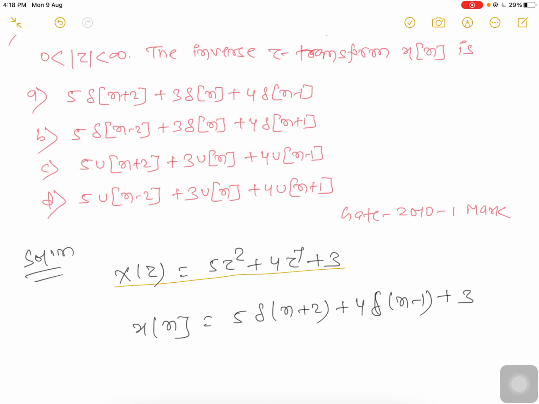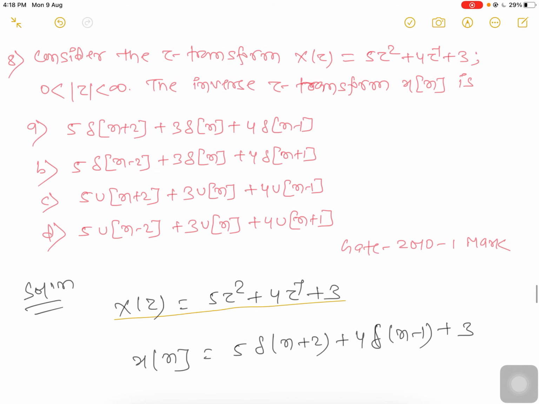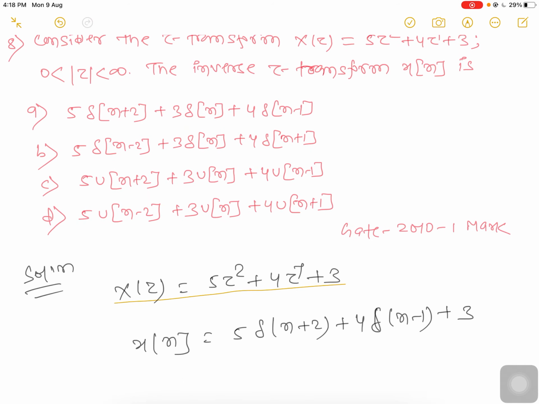Okay, so because it has plus 2, it means the right side. Then here the right answer will be option A: 5 delta[n+2], here is delta[n], okay, and delta[n-1].